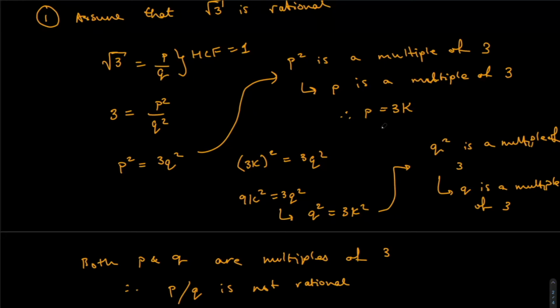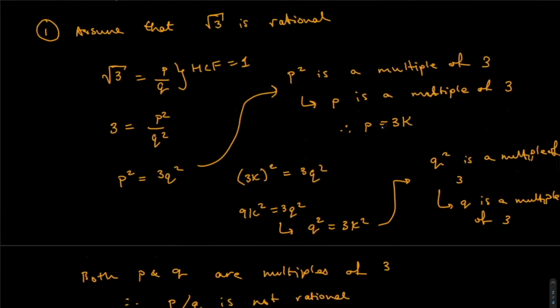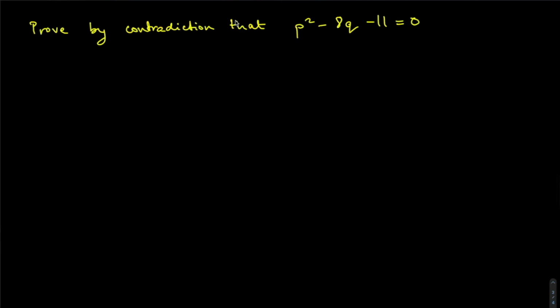So this was, again, square root of 3. So now let's look at another example, which is a little bit different. All right, so let's look at this example. Proof by contradiction that p squared minus 8q minus 11 is not equal to 0. Okay, so let's try to draw some sort of a relationship. Sorry, a big mistake. It said it's not equal to 0, right?